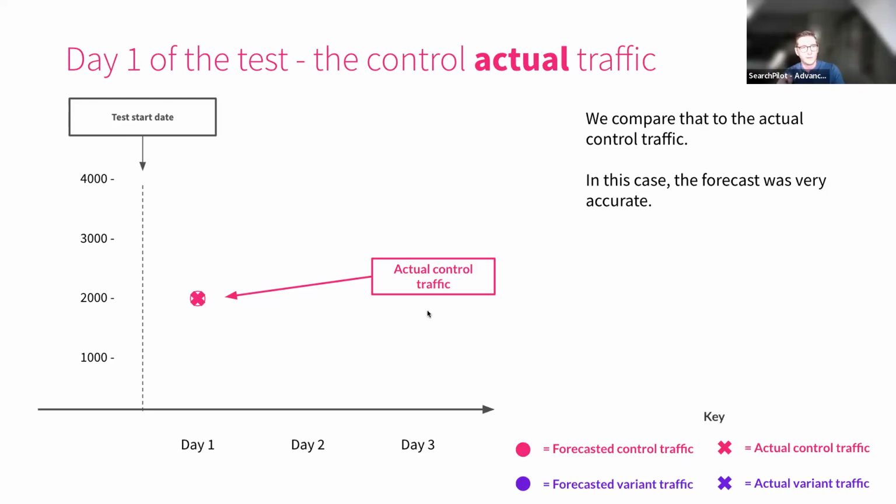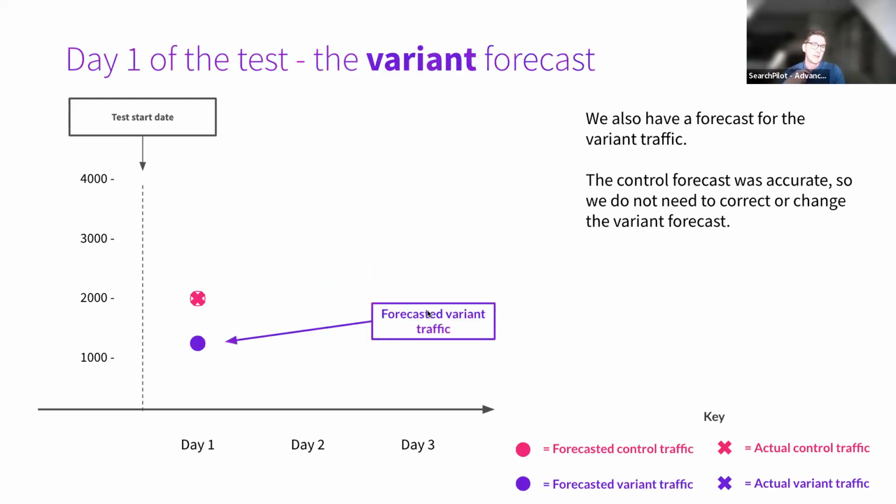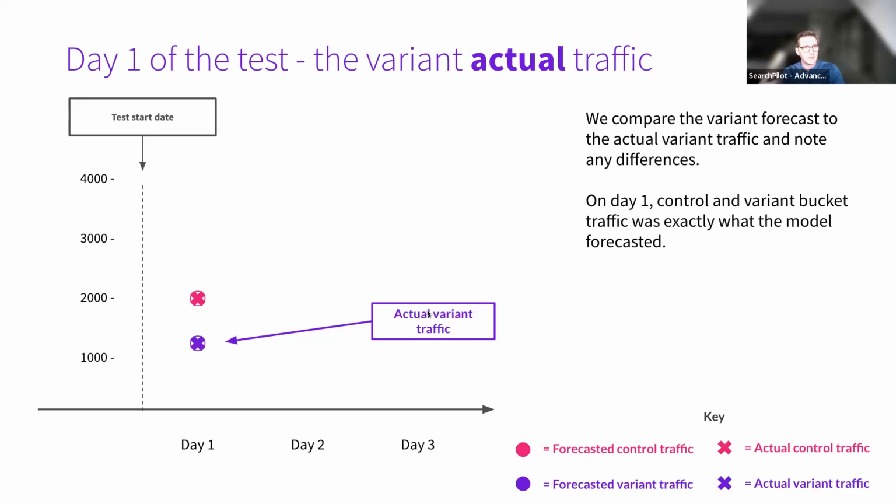We then do the same for the variant pages. And because of that relationship that I mentioned earlier, variant pages have always been a little bit lower than control pages. So we're going to predict that the traffic for the variant pages is going to be just above 1,000 sessions per day. Again, actual traffic comes in and it's right on target. So that's day one. And this is pretty common because remember, Googlebot may not have even crawled your website at this point.